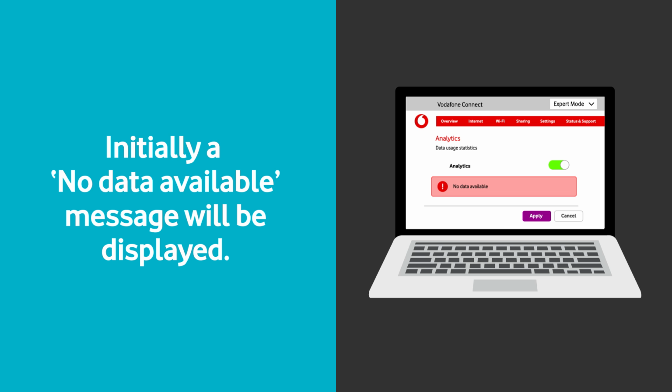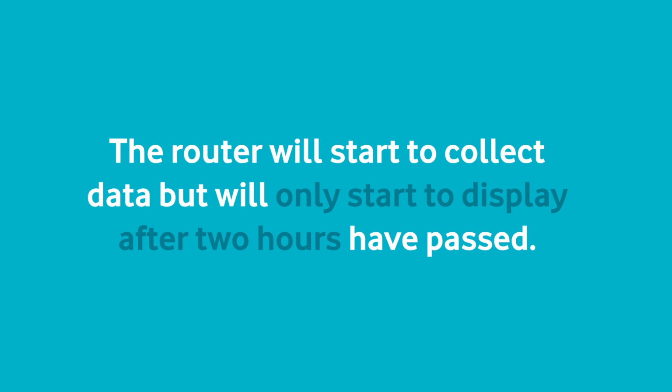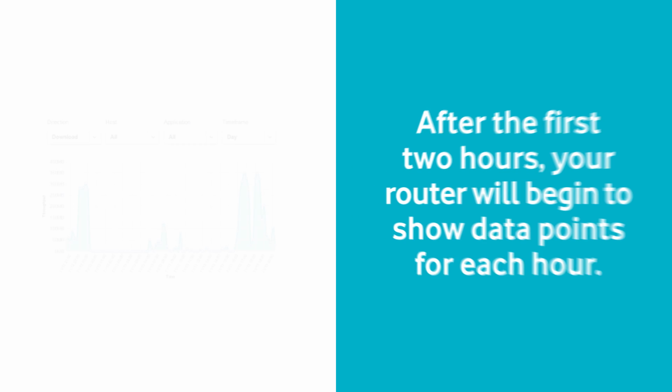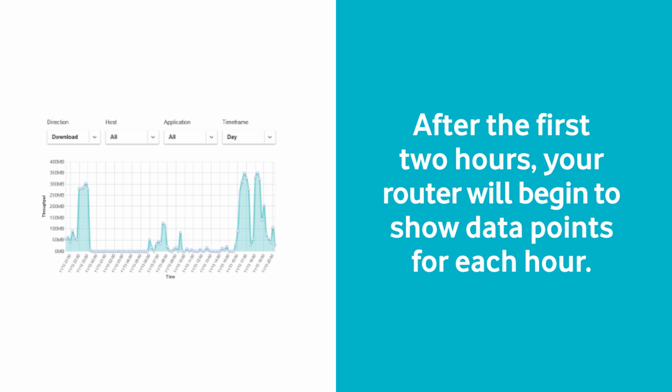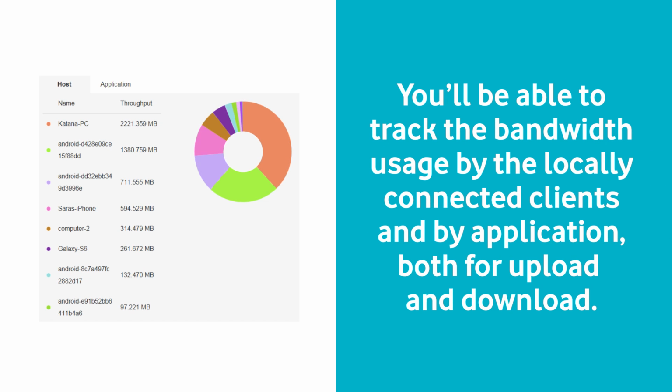Initially, a No Data Available message will be displayed. The router will start to collect data, but will only start to display after 2 hours have passed. After the first 2 hours, your router will begin to show data points for each hour. You'll be able to track the bandwidth usage by the locally connected clients and by application, both for upload and download.